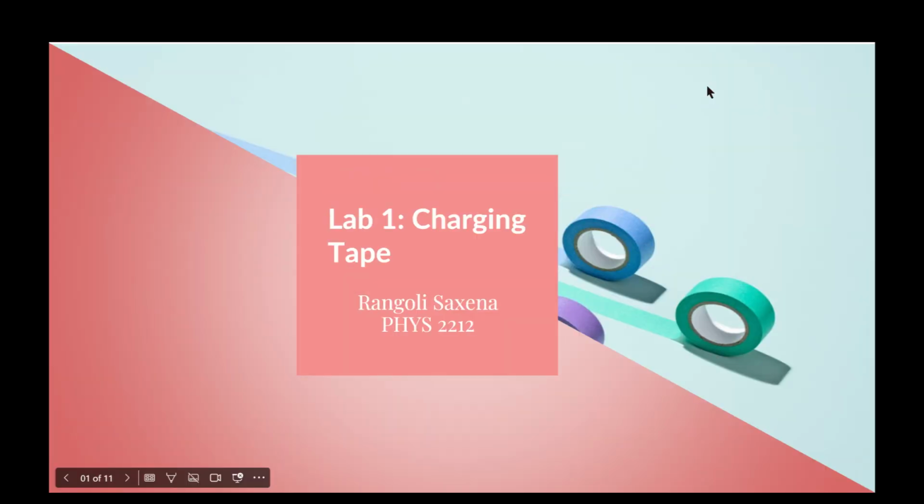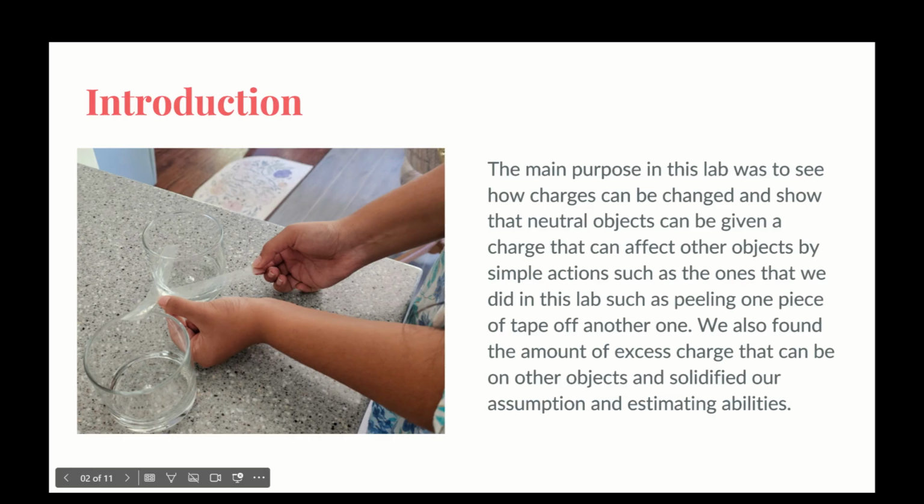Hi, so this is my Lab 1 report, charging tape, for Physics 2212. The main purpose in this lab was to see how charges can be changed and show that neutral objects can be given a charge and that can affect other objects by simple actions, such as peeling one piece of tape off another or taking a pen and rubbing it against your hair.